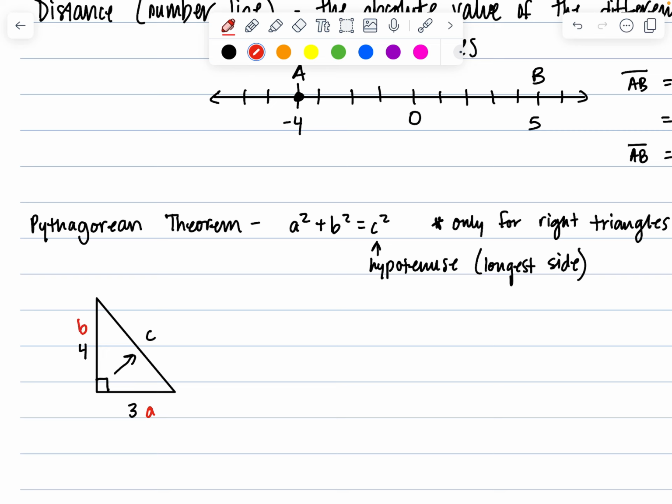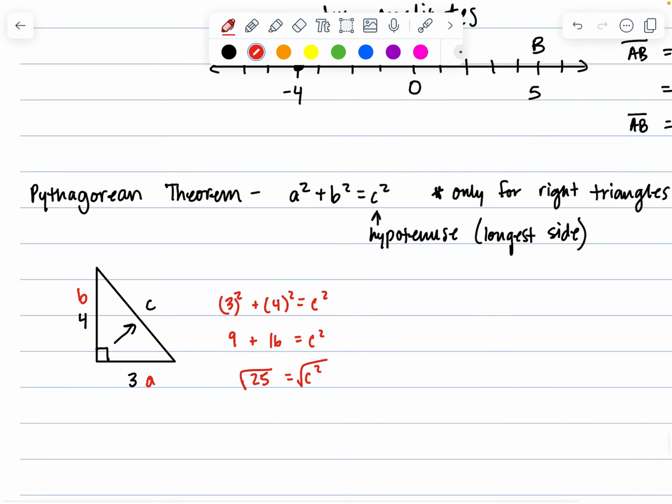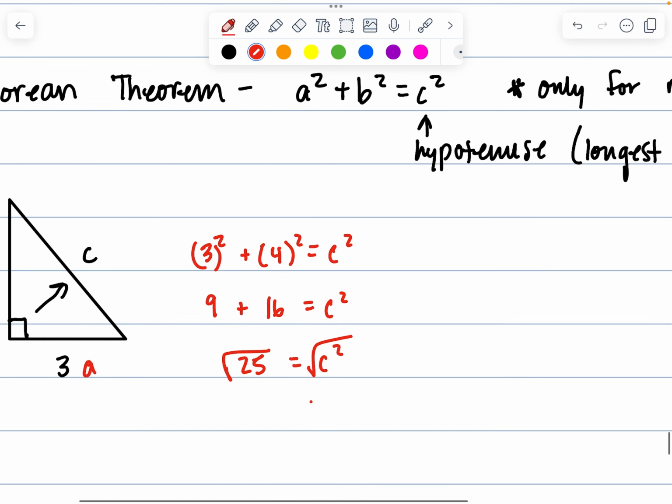The sides are interchangeable. So we have 3 squared plus 4 squared is equal to c squared. 3 squared is 9, 4 squared is 16, is equal to c squared. 9 plus 16 is 25. And we have to square root both sides to get the c by itself. Now this is the tricky part. Anytime you square root in an equation, you should technically have a plus or minus, okay? Or actually, on the right side, on the left side, plus or minus.